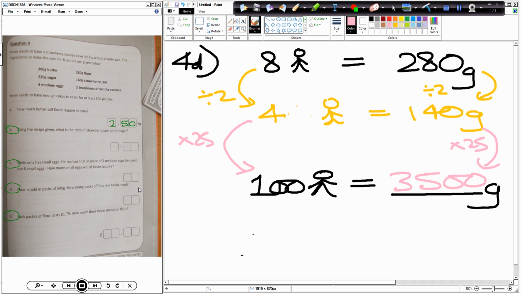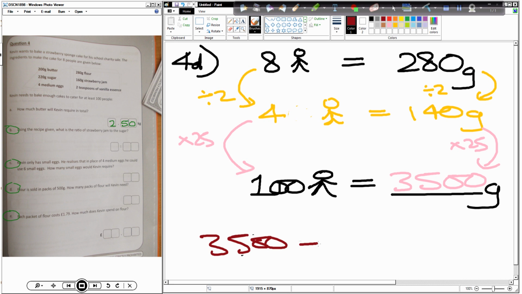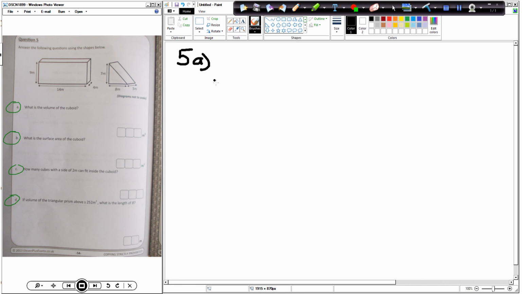How many packs of flour will you need? It buys in packs of 500. So we got now 3,500 divided by 500 will give us 7 packs. So he needs to buy 7 packs. That's question 5A.